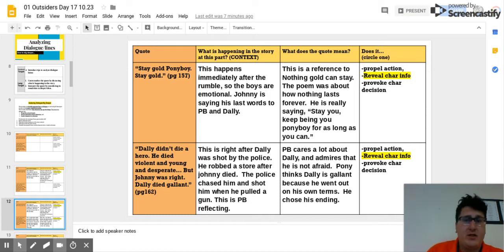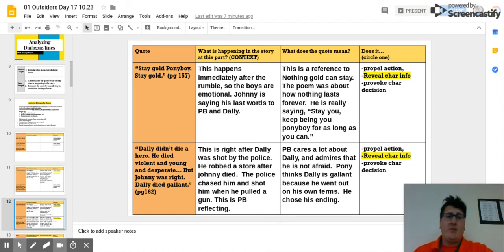Now, we talked in class, there's a difference. Gallant means brave. You as a person might not think that what Dally did is brave, but that's not what we're talking about here. We're talking about why Ponyboy thinks that he's brave. We talked a lot about how he really admires and cares a lot about Dally, even though he kind of hates him too. He admires that Dally does what he wants and that he's not afraid. So Ponyboy thinks that Dally is gallant because Dally chose how he wanted to go out. He knew what the effect of taking a gun out when police are around was going to be, but he went out. Dally lived his life by making his own choices and living with the consequences, and that's how he went out. So this quote reveals a lot of information about Dally.